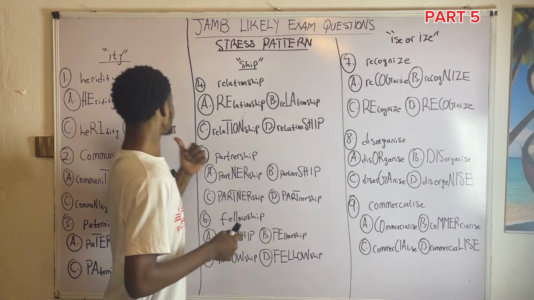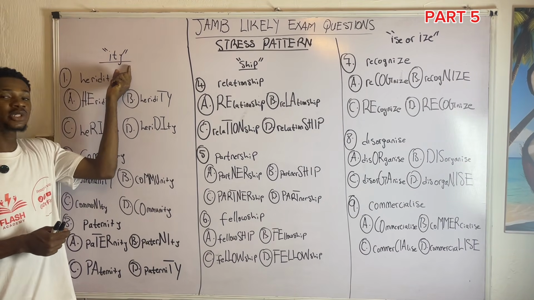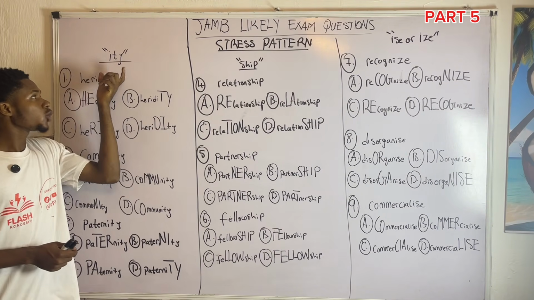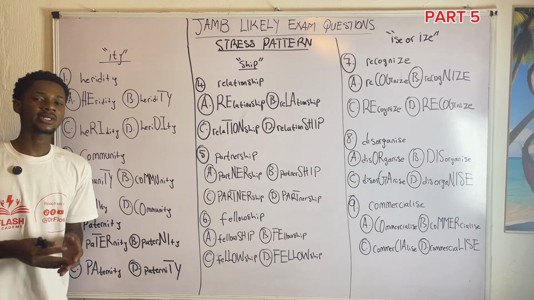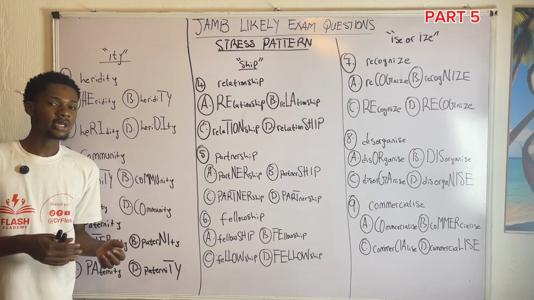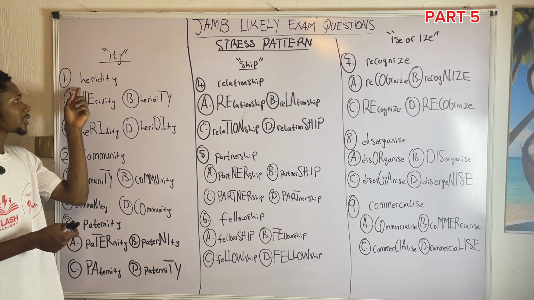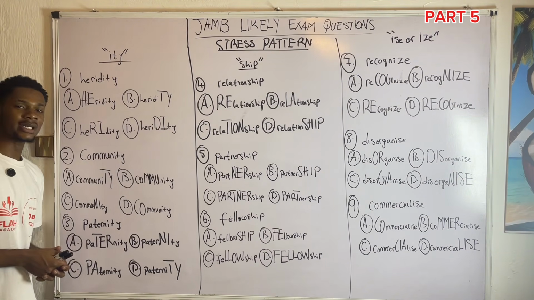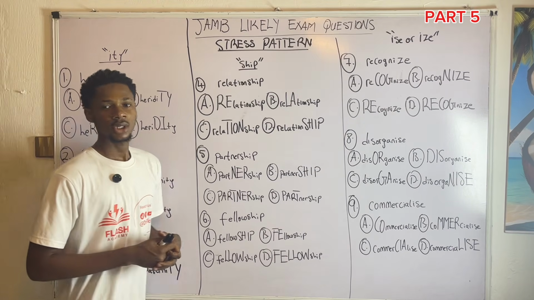Okay, now this is the first question on the board, heredity. Notice how I have put ITY on top. Now this ITY tells us that words ending with ITY are stressed the same way. You are seeing an example here, heredity, we're having community, and we're having paternity. But before I proceed into answering this question, first things first, you should know what stress means.